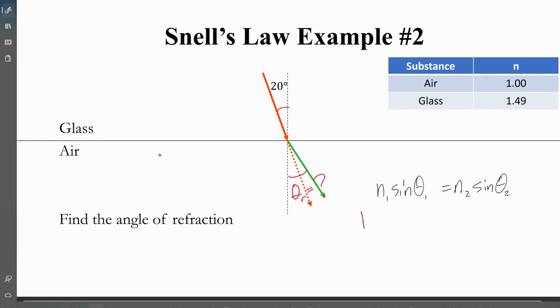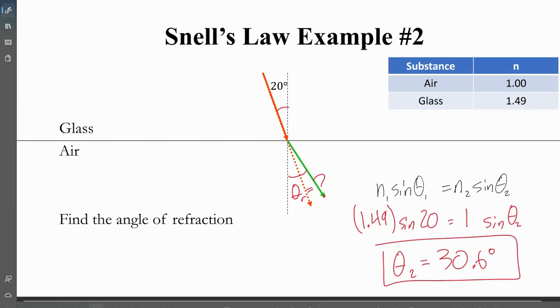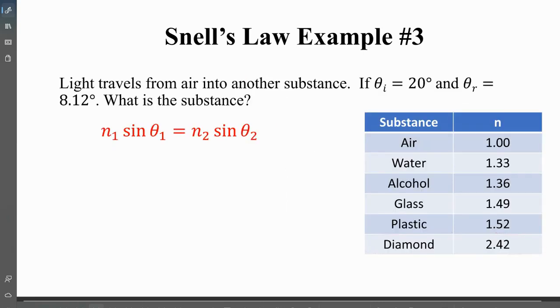So n1 is actually going to be 1.49. My apologies. Sine of 20 equals n2 is 1, sine of theta 2. Okay, so theta 2, I get, let's see. That makes more sense. Now I get 30.6 degrees. 30.6 degrees in the air.